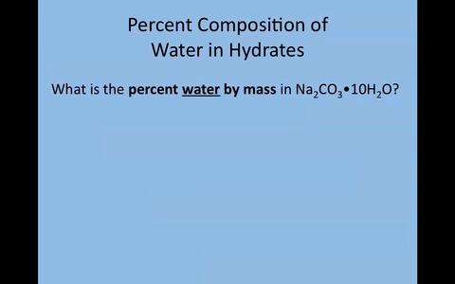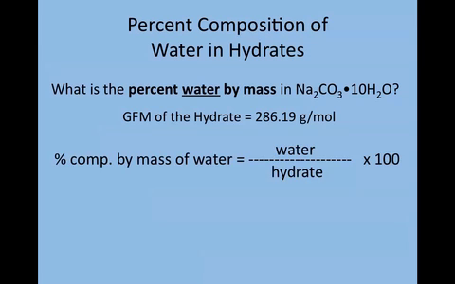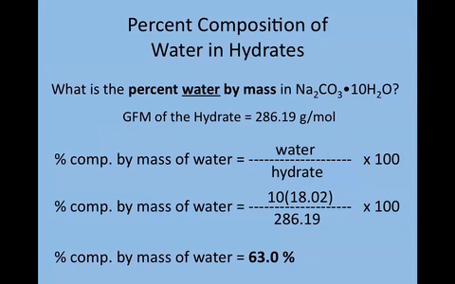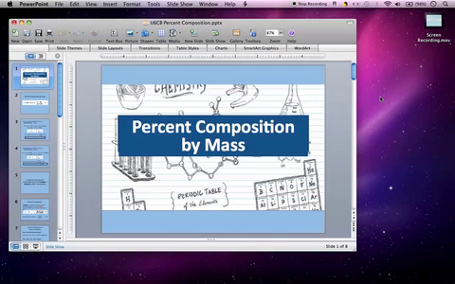So what is the percent water by mass in the sodium carbonate decahydrate? With this, we've already figured out the GFM of our hydrate. Just keep that in mind. We're going to use the percent composition formula, but we're going to do water over the hydrate times 100, so part over whole times 100. So with this, we have, again, the whole hydrate we already figured out, and then we have the 10 waters, so I'm going to fill that in as 10 times the 18.02, so all the waters, and then from there we can just calculate it, and rounding off to the tenths actually ends up rounding it up, so I got 63.0%.